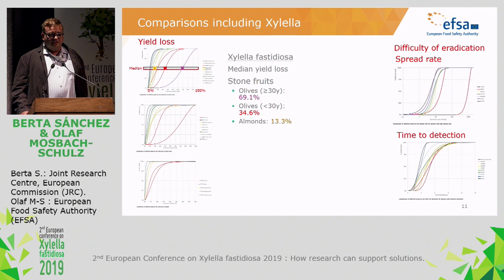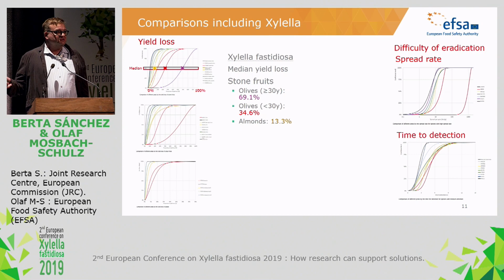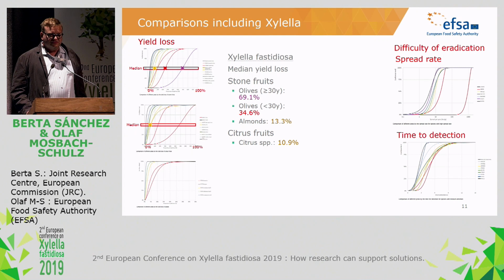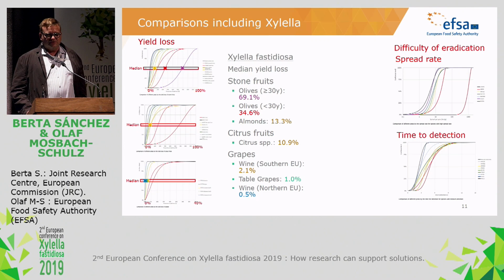When you would take this horizontal line up, you would go for a more precautionary approach. This here we call the fair solution, which is not over or underestimating the yield loss. And now I can continue. You find this for citrus fruits, and you see other pests are in the citrus system more important. When you go for grapes, again, other lines are more to the right, so give higher yield loss.